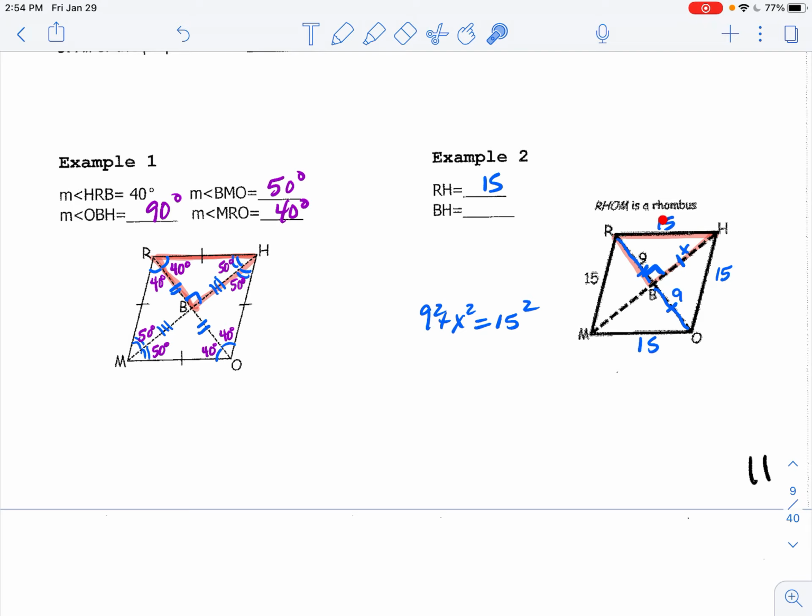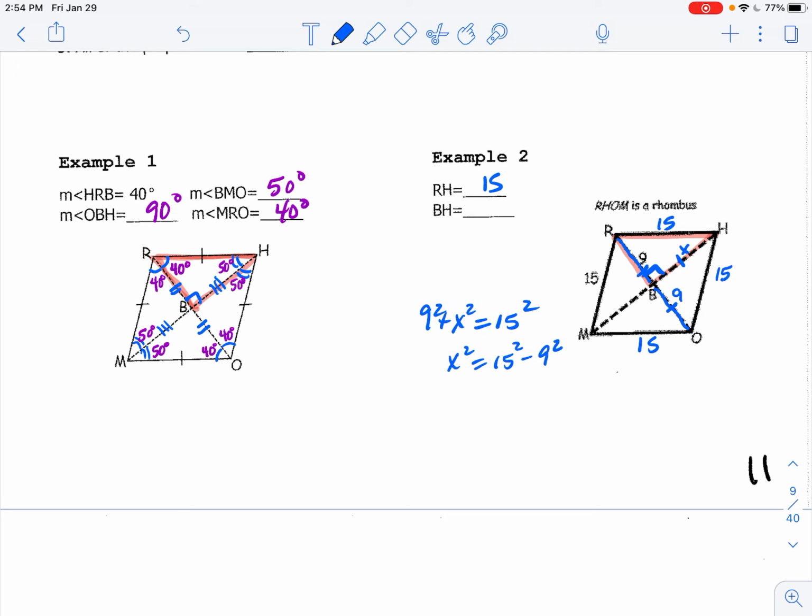Here's the right angle. That means this guy 15 is the hypotenuse. And Pythagorean theorem says that a squared plus b squared is equal to c squared, the hypotenuse squared. Let's go ahead and work this out. X squared is equal to 15 squared minus 9 squared.